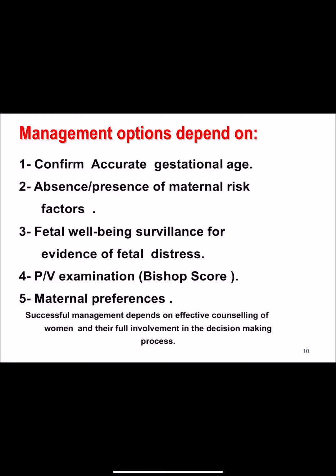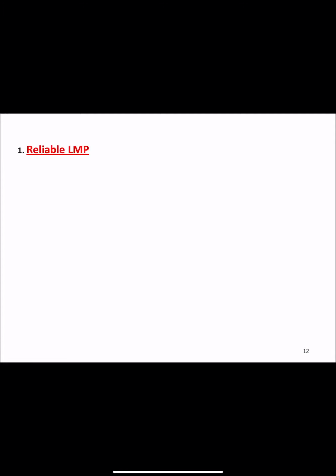Now we come to each point separately. Number 1, how do we confirm gestational age? For confirmation of gestational age, we also have to depend on several points. Number 1, we should have a reliable last menstrual period. What we mean by reliable last menstrual period is that the exact date should be known. She should have a regular cycle. There should be no history of oral contraceptive pills for the last 3 months and no history of lactation. So all these conditions should be present to depend on the last menstrual period for assessment of gestational age.